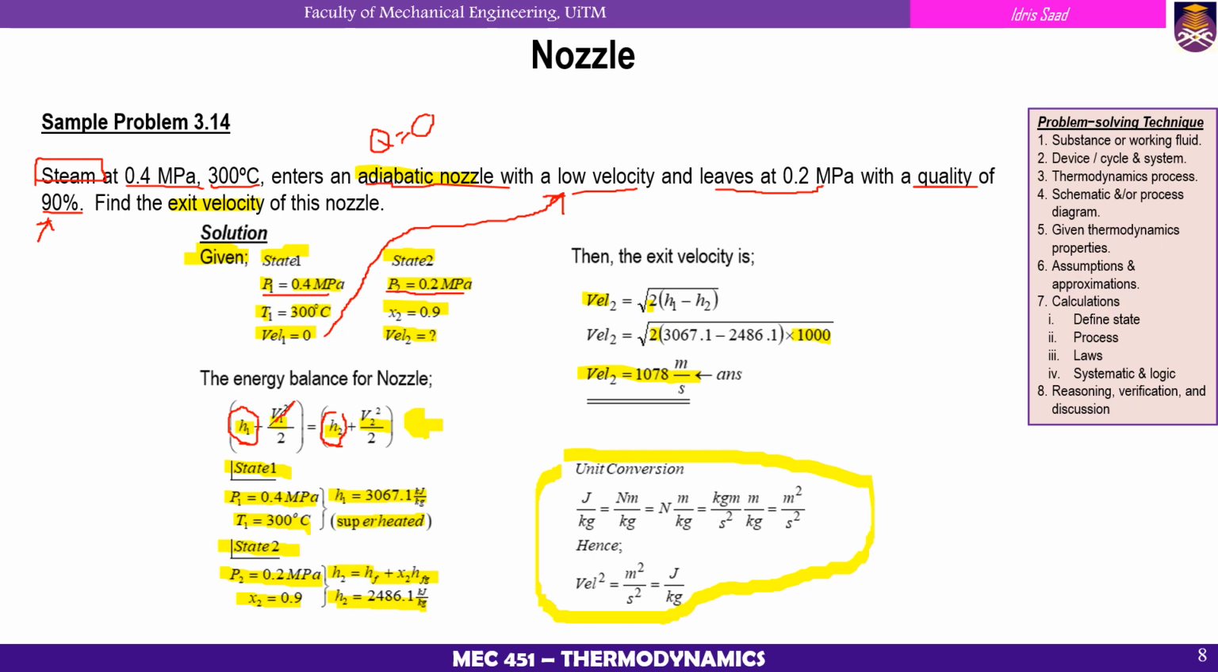So in this example, as you can see, the velocity at state number 1 is actually 0. Now the nozzle increases the velocity drastically from 0 to 1078 meter per second. In order to understand the value, you may do the calculation to convert it into kilometer per hour, to know what the real velocity is for this fluid flow in the nozzle.